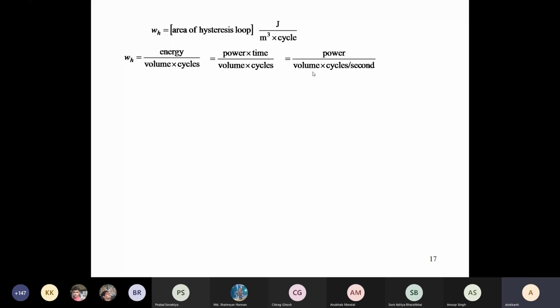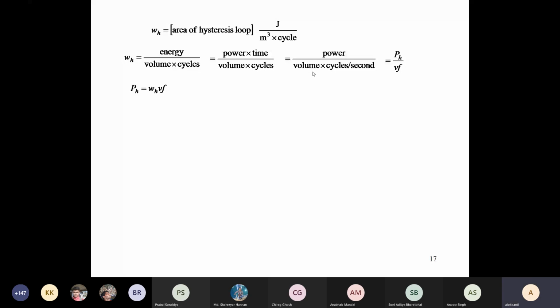Power by volume into cycles per second. So here comes the frequency, cycles per second. So this is equal to pH by volume, V, into F, the cycles per second. So you see that pH is equal to WH into V into F. pH, that is the hysteresis power, is equal to WH into V into F.